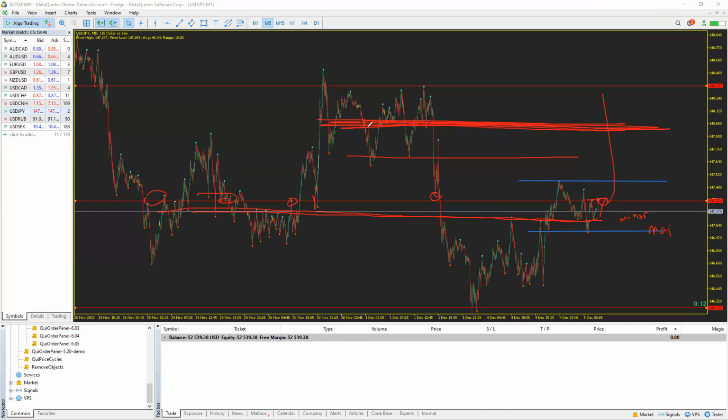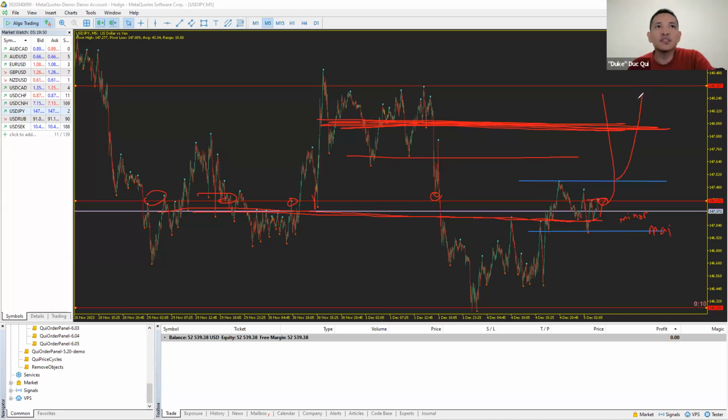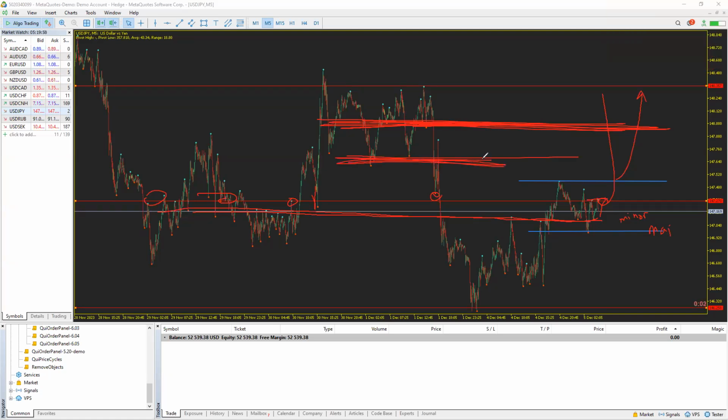Okay. For the market to stretch right here is harder. The market to get right here, it's easier. And right here is even easier. Yeah, that makes sense. The closer your targets are, the easier it is. Does it make sense?